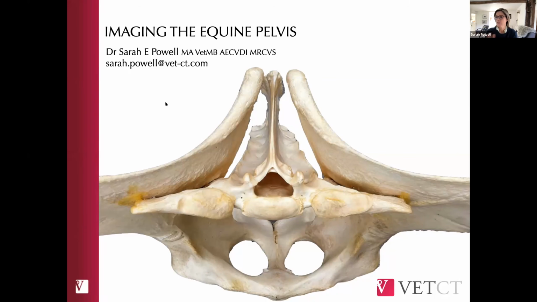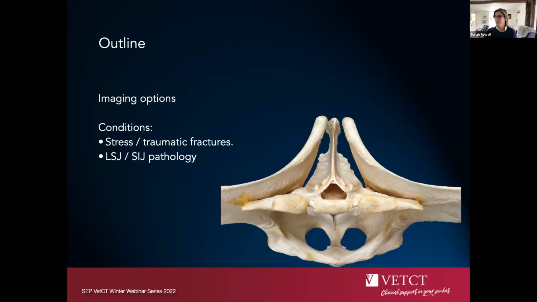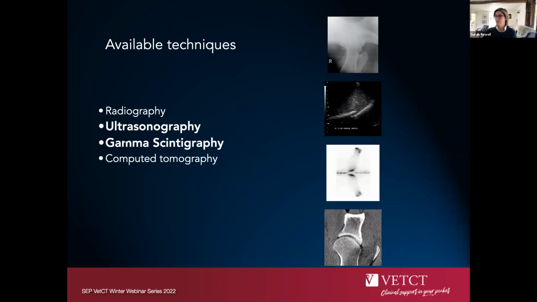I'm going to carry on where Lucy has left off and give you a whistle-stop tour through the pelvis. We're going to talk about the imaging options that we have available to us, and conditions-wise, I'm going to stick predominantly to stress and traumatic fractures, and then the lumbosacral junction and the sacroiliac joint region, because they're really the most sort of prevalent conditions that we're seeing.